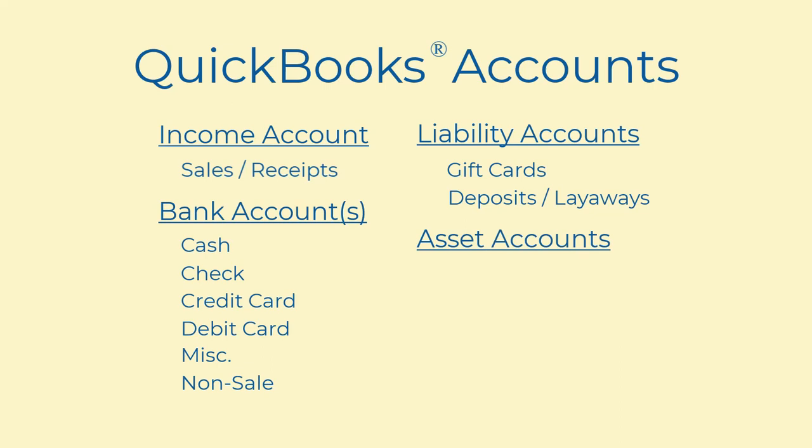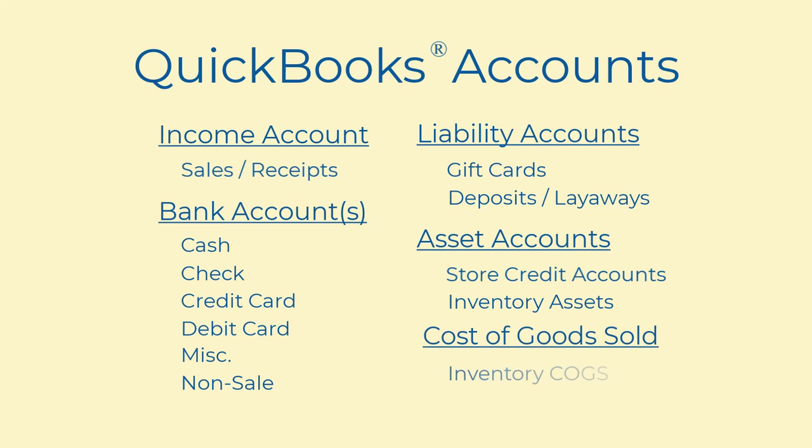If your store offers credit accounts for customers, create an account with a type set to other current asset. These are the opposite of the gift card and deposit accounts. Payments made from the account are subtracted from this account, and customer payments made on their store account are added to this account. Finally, if you are tracking your inventory in QuickBooks, create a top-level account with the type set to other current asset, and another top-level account with the type set to cost of goods sold. These accounts will be used for journal entries.